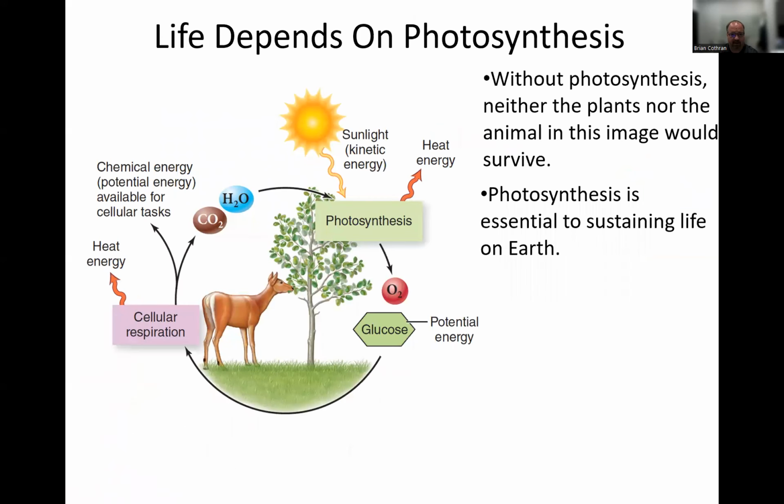So again, life depends on photosynthesis. Without photosynthesis, we wouldn't be around because plants wouldn't be around. And obviously, without plants, animals cannot feed upon plants. The herbivores, such as the deer in the picture here, wouldn't have anything to eat. And of course, omnivores such as us would not have a source of food, either plant or animal. So again, that conversion of kinetic energy from light energy into a chemical energy, such as glucose, is what keeps everything running on planet Earth.